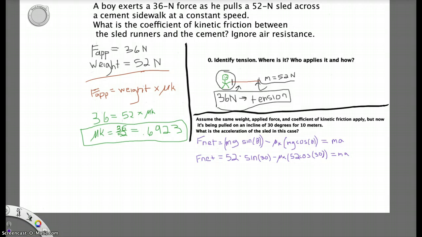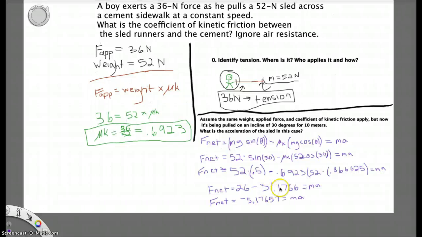I'm going to skip through my solutions because I'm assuming that you know how to do algebra. If you don't, have another tutorial on that. I'm going to skip through that and I'll show you what the product is. Once you have done all the work, you end up with an F net. But now you remember that it equals mass times acceleration.